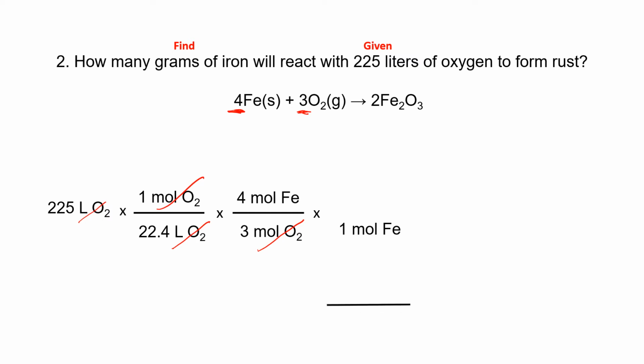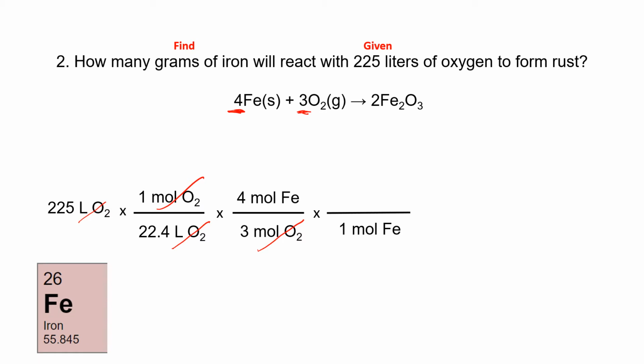To get from moles to grams, we can use molar mass from the periodic table. So 1 mole of iron, how many grams? Well, we look to the periodic table, 55.85 grams of iron in 1 mole of iron. Moles of iron will cancel. We're left with grams of iron, which is what we want. So when you plug it into your calculator, we'll be limited to 3 significant figures, and that takes us to 748 grams of iron.